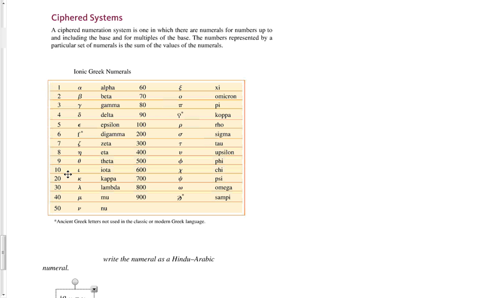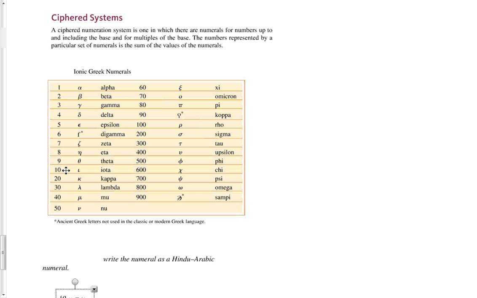Now, yet another kind of system of numeration is a ciphered system of numeration. In a ciphered numeration system, there are numerals for numbers up to and including the base, and for multiples, not just powers, but multiples of the base. The number represented by a particular set of numerals is the sum of the values of those numerals. In this Ionic Greek numeration system, the numbers from 1 to 9, and 10, which is the base, are given here.